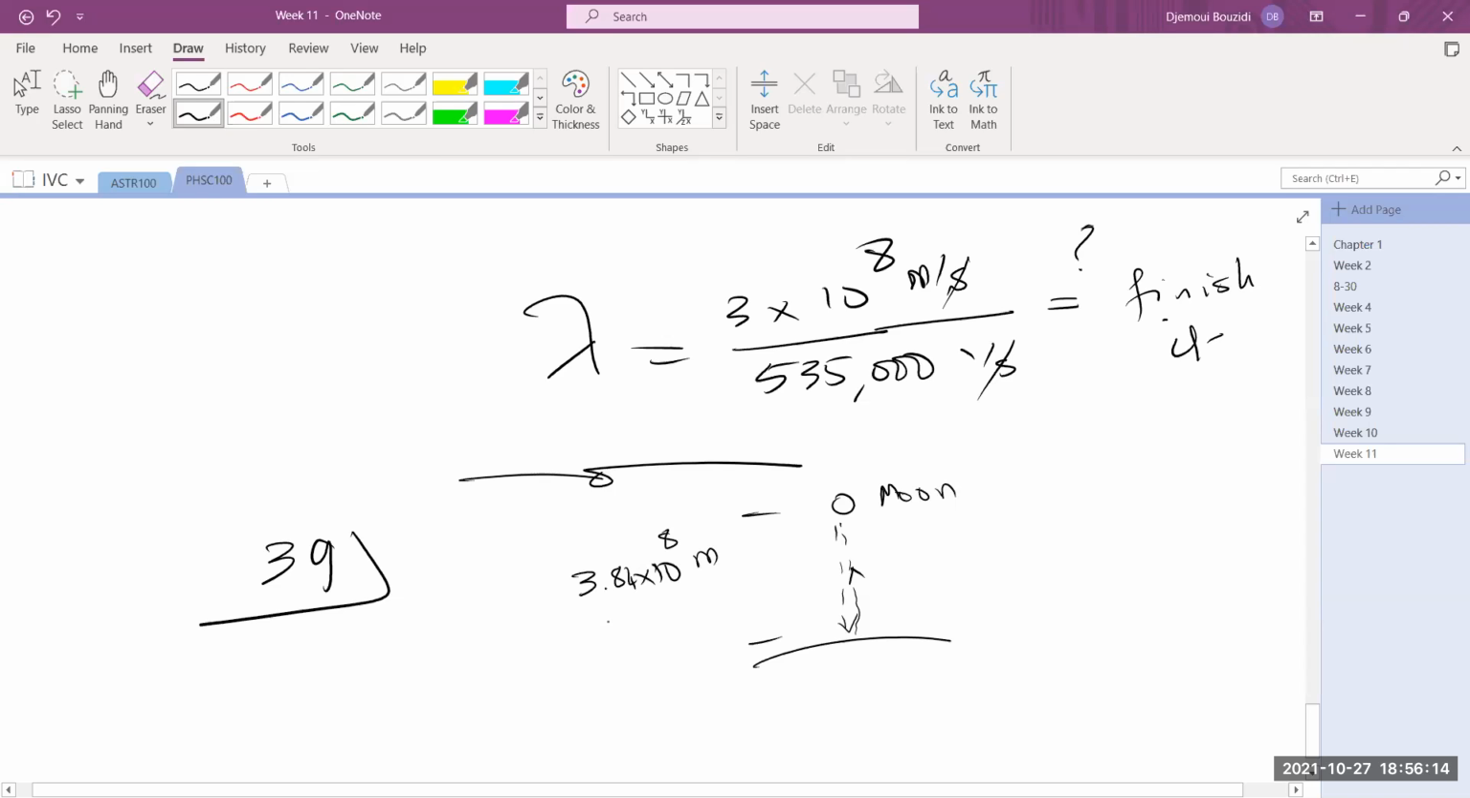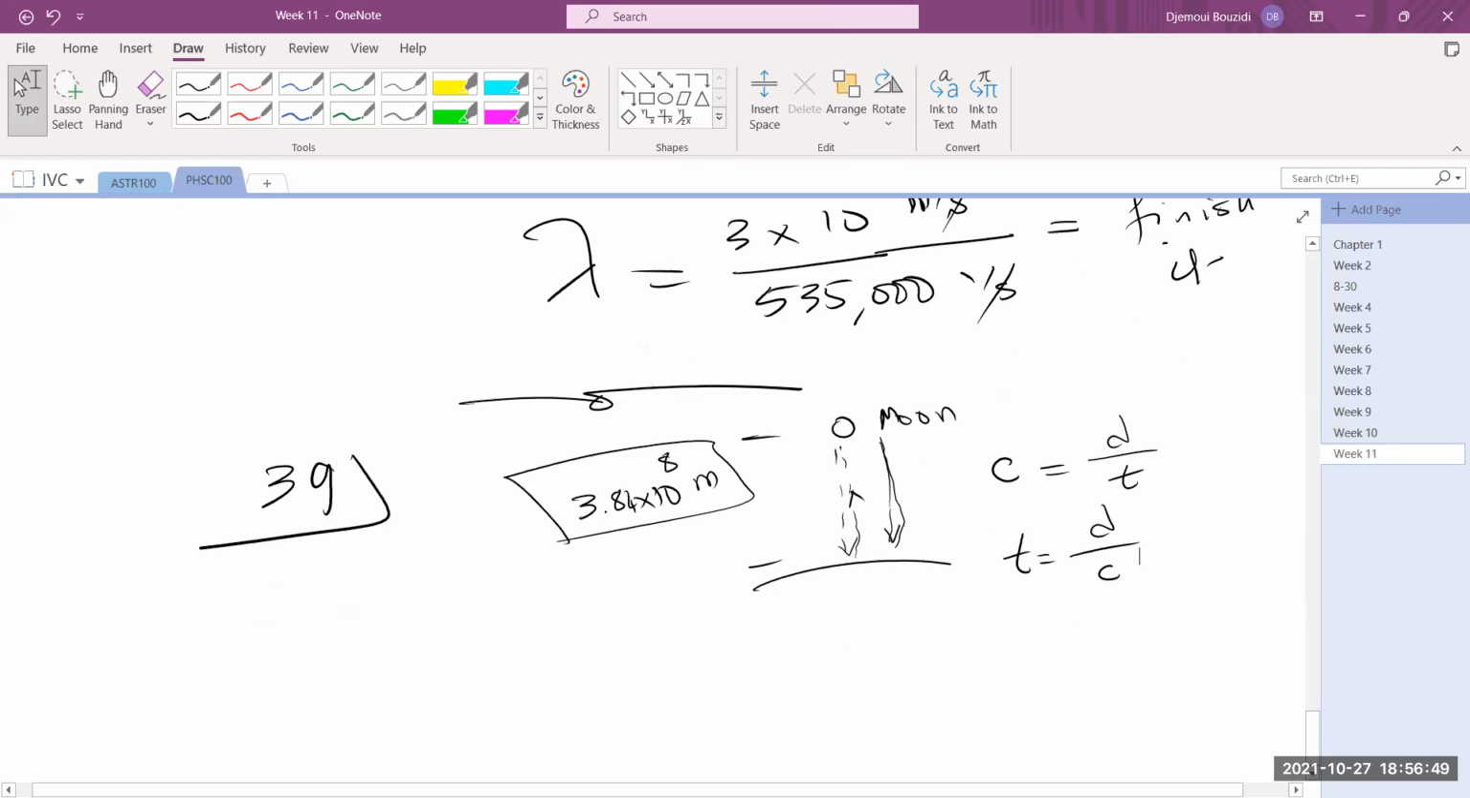Show that the round trip takes a time of 2.56 seconds. We know the speed of light. Light will travel one way and come back, so it travels twice this distance. When it goes up, it travels 384,000 kilometers. When it comes down, it travels another 384,000 kilometers. So the speed is equal to the distance covered divided by the time. From here, we can find the time as distance divided by the speed, except the distance is not 384,000, it's actually twice as much.